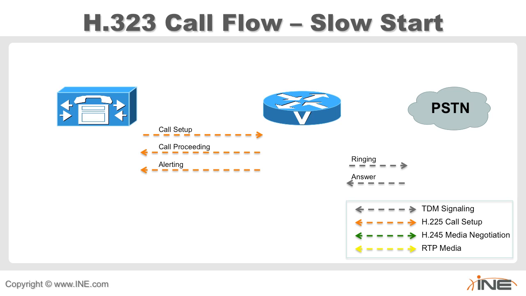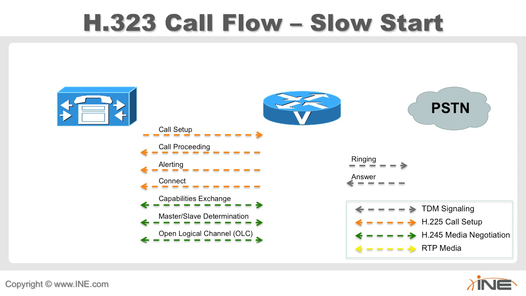Let's say the PSTN then answers. Okay, so then the terminating gateway sends a call connect. The call is now connected. Now we need to negotiate media. So there's a capabilities exchange for H245. There's also a master-slave determination, one master, one slave.